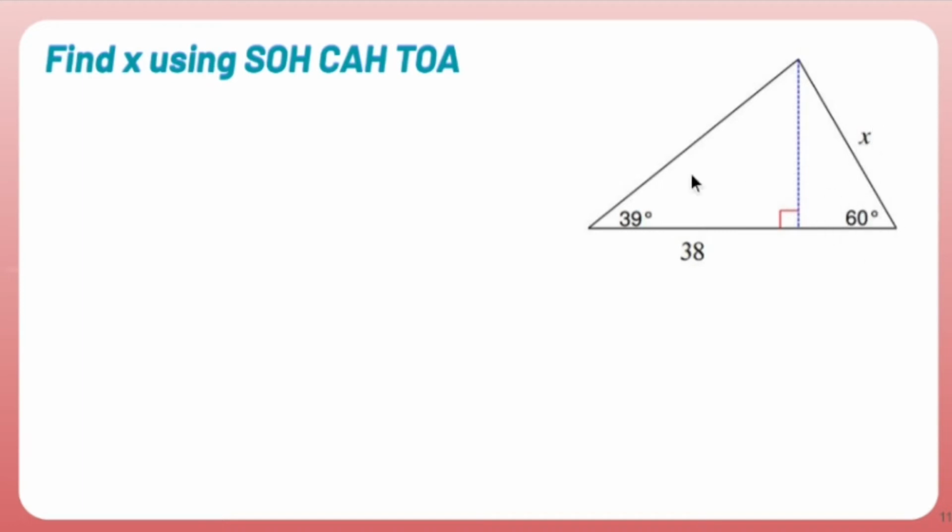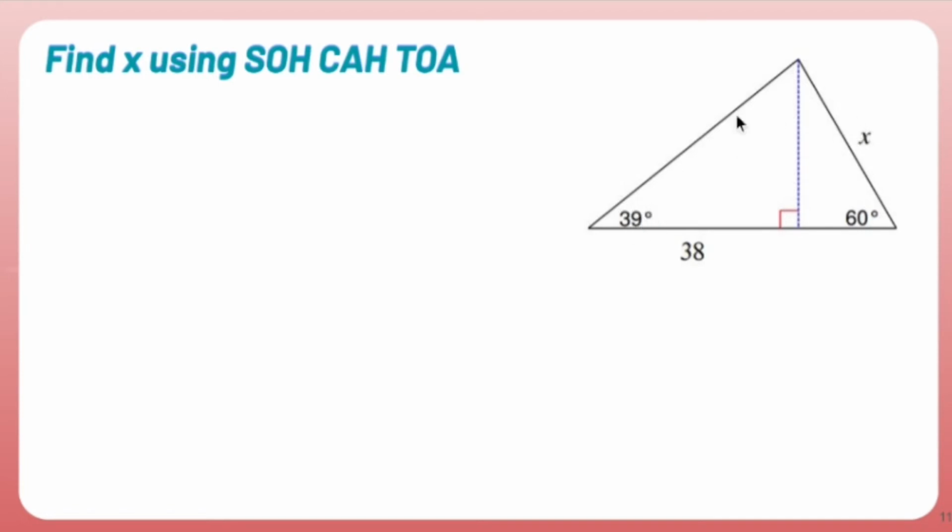That doesn't help me. But over here on this triangle, I'm given 39 degrees. I'm given 38. That's it. Oh, if only I could find out what that side is. If only I can find out, then I would have a side here, 60 degrees and x, and that would make life a lot easier. So that's what I'm going to do.